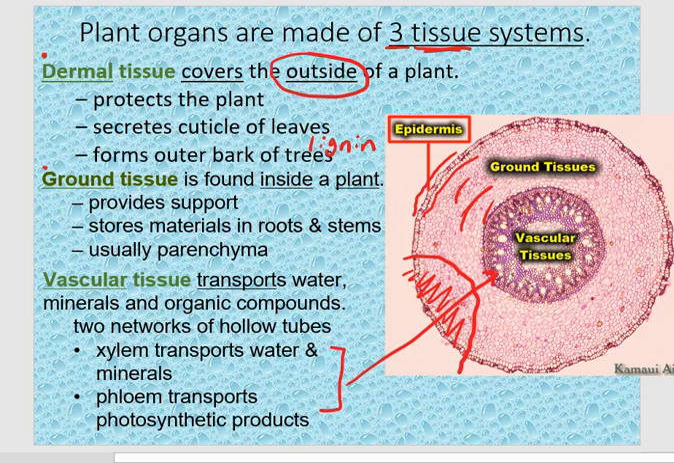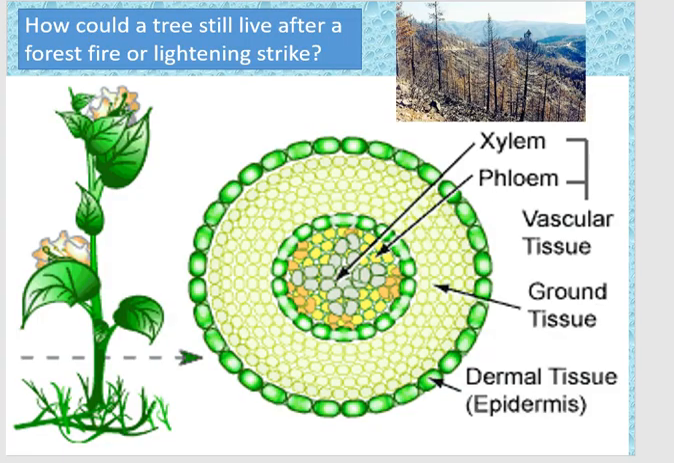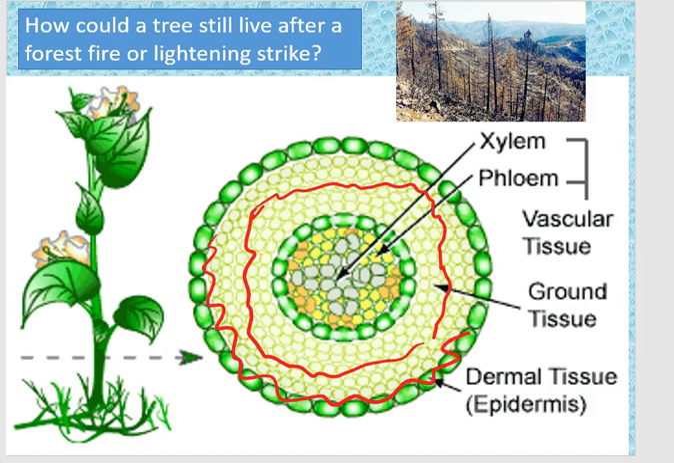So the question we think about with this: how could a tree still live after a forest fire or maybe a lightning strike? There was a big forest fire here not too long ago down in Bastrop, Bastrop State Park. Pretty much everything burnt. But there are still some trees standing up out there that they didn't mess with because they're still alive. Because that fire, all it did was burn through the dermal tissue, burn a little bit of the ground tissue, but the vascular tissue in the center of the plant survived.